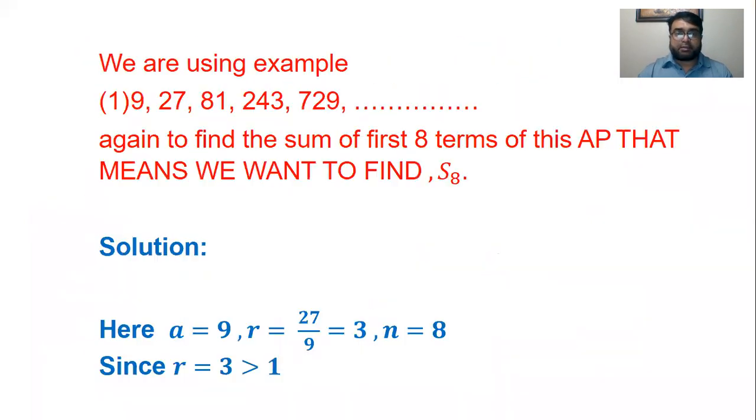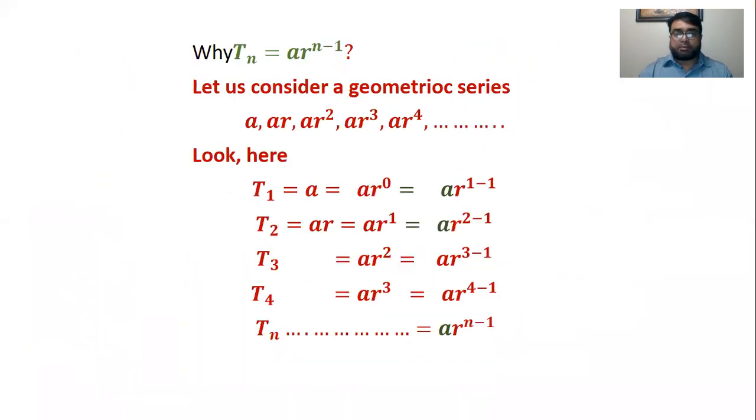So the thing is here, the nth term is again ar to the power n minus 1. That means the position of the term is n, and for the power of r, remember, from the position there would be a subtraction of 1. So ar to the power n minus 1. So this is the pattern and thus we get this.